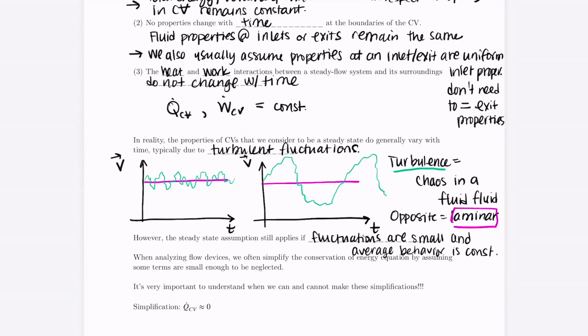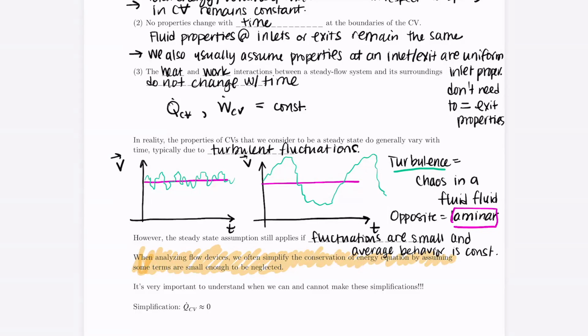When we're analyzing flow devices, we're often going to simplify the conservation of energy equations by assuming some terms are small enough to be neglected. I find that this kind of strategy comes up in lots of engineering classes. So that's an important one to recognize.